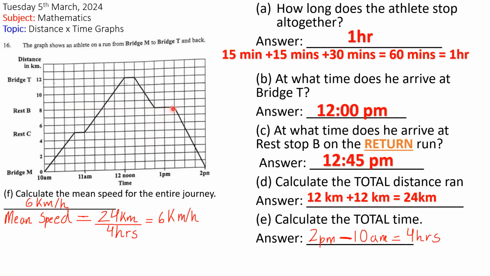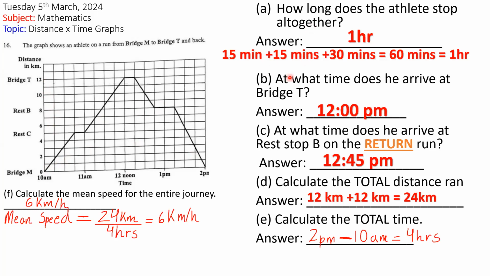And we know that the athlete ran a total distance of 12 kilometers ascending at bridge T. And then he ran a total distance of another 12 kilometers backwards. So we added 12 plus 12, which is 24, and that gives us 24 kilometers in total distance that the athlete ran altogether. And question E says, calculate the total time.